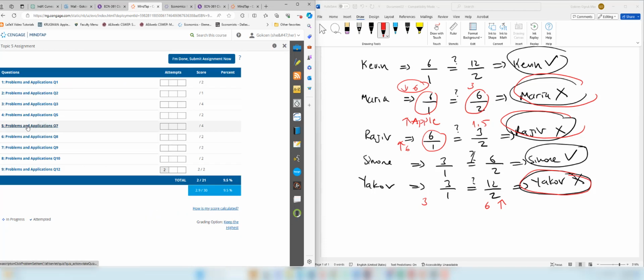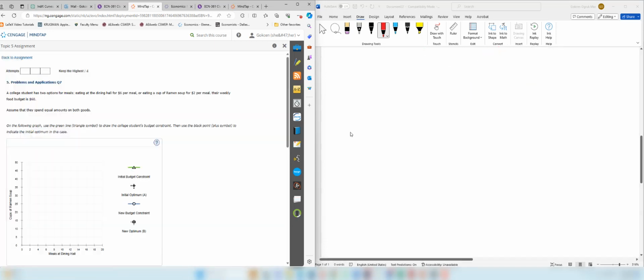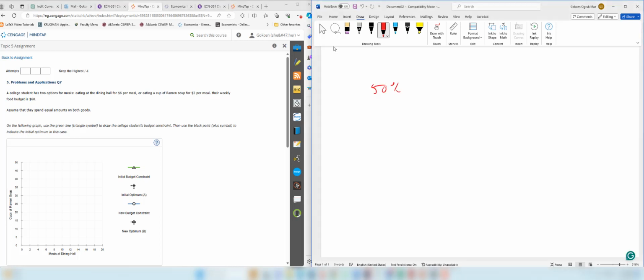So let's check question 7 or problem 5. What we have here: a college student has 2 options for meals, eating at the dining hall for $6 per meal or eating a cup of ramen soup for $2 per meal. Their weekly food budget is $50. Assume that they spend equal amounts on both goods. So we have the budget 50% to 50%, right? You spend 50% on meals, 50% on ramen noodles.